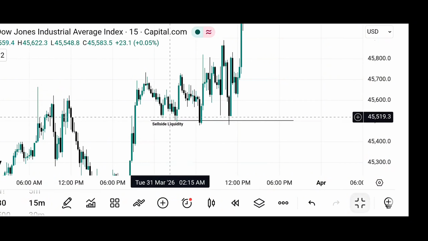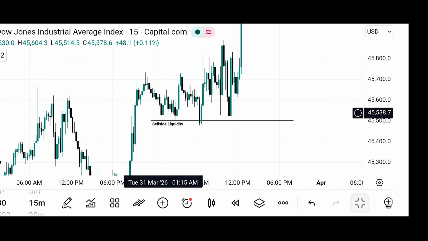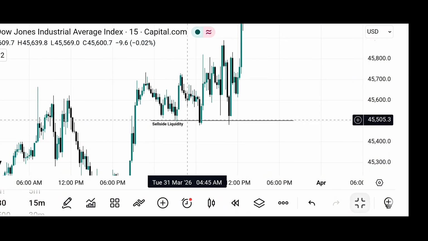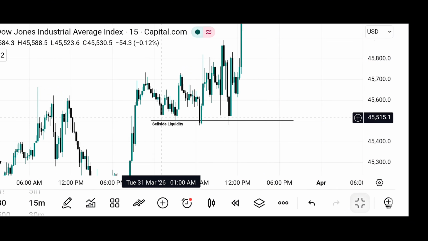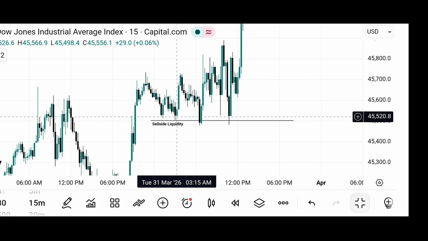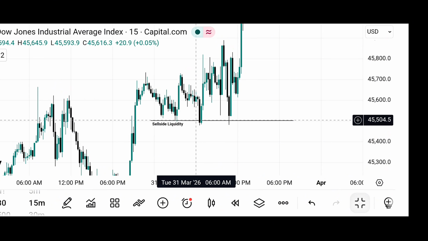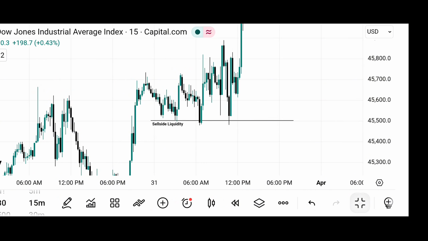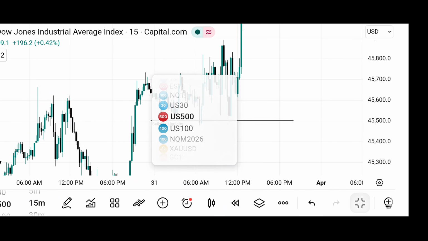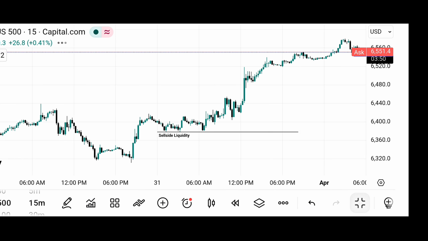Now, you see these lows right here. This is the Dow Jones, the CFD for Dow Jones US 30. Let's just call it Dow Jones to avoid confusion. These lows right here were created during the London session yesterday. So this is around 1 a.m. and this is around 3 a.m., right? And we see price took out these lows at what time? At around 6 a.m.